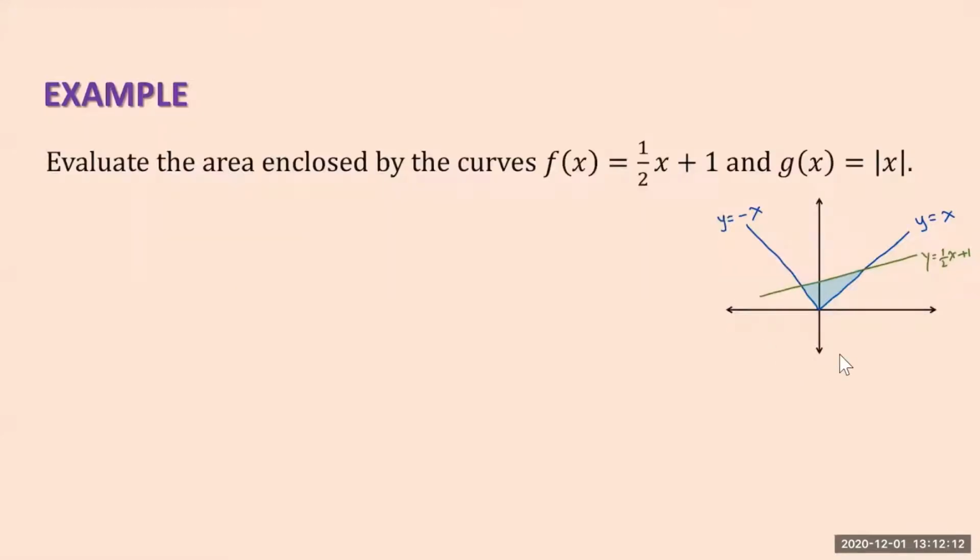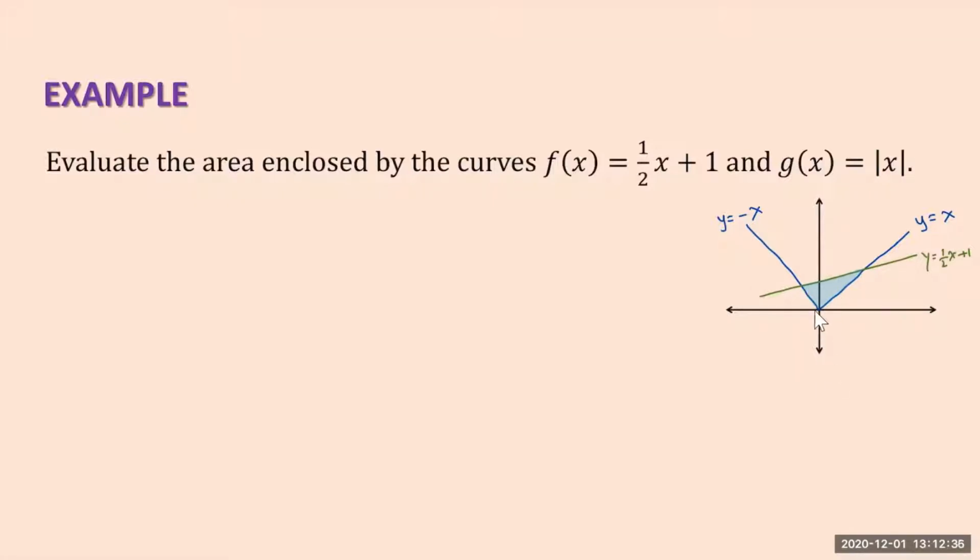So here we have the graph of y equal to the absolute value of x, which can be written as y equal to x on the positive side and y equal to negative x on the negative side. And this function, f of x equal to half x plus 1, is this one here. We need to find the area enclosed by that. So we need to find the area of this triangular region.